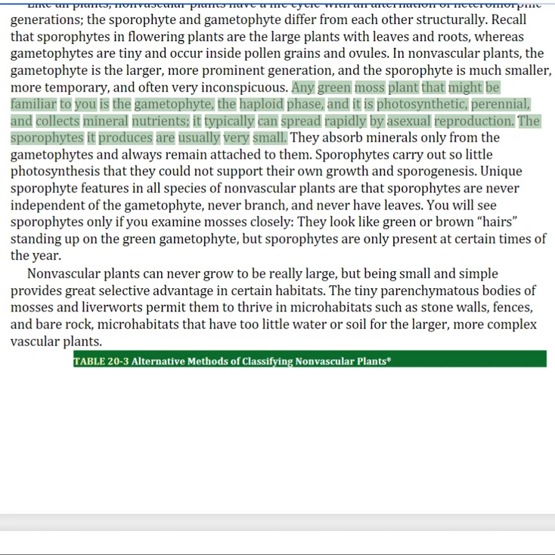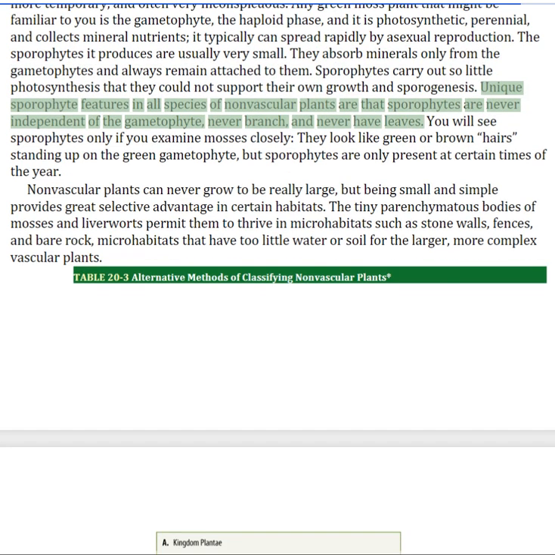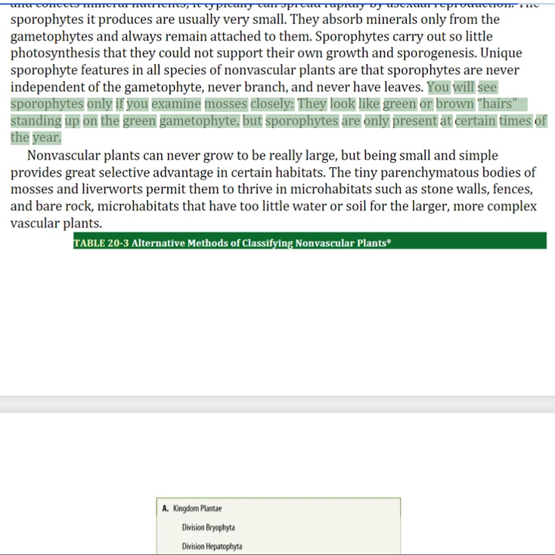The sporophytes it produces are usually very small. They absorb minerals only from the gametophytes and always remain attached to them. Sporophytes carry out so little photosynthesis that they could not support their own growth and sporogenesis. Unique sporophyte features in all species of non-vascular plants are that sporophytes are never independent of the gametophyte, never branch, and never have leaves. You will see sporophytes only if you examine mosses closely. They look like green or brown hairs standing up on the green gametophyte, but sporophytes are only present at certain times of the year.